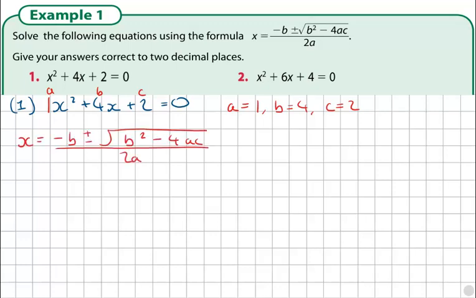I write out my formula. This is in the formula book. And then I'm going to write it out again, but I'm going to replace every letter with a set of empty brackets. The brackets are essential here. You will go wrong if you don't use brackets.